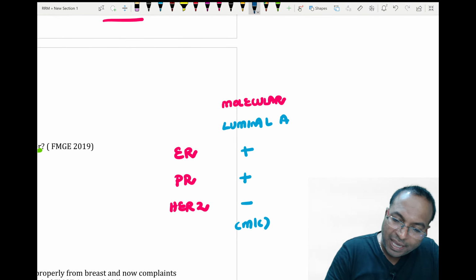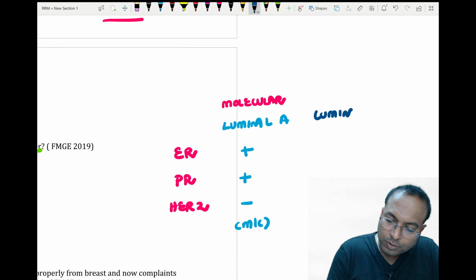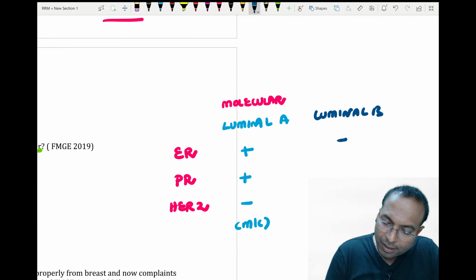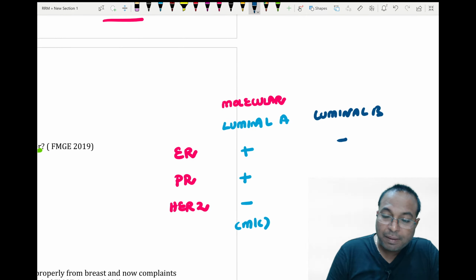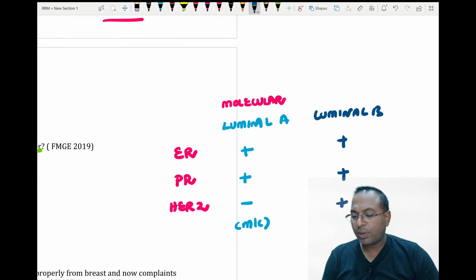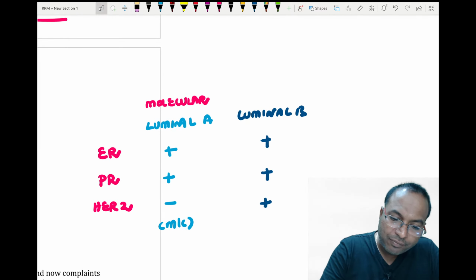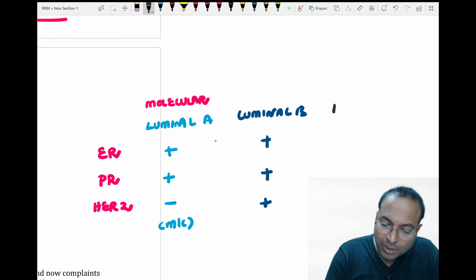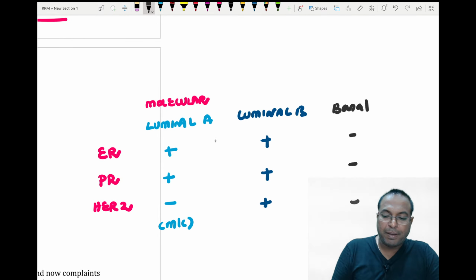So luminal B. In luminal B, the B means it should always be B positive. Remember like that. Luminal B means B positive. When will you go to the basal type? You will go to the basal type when you are negative, negative, negative. Basal means negative.